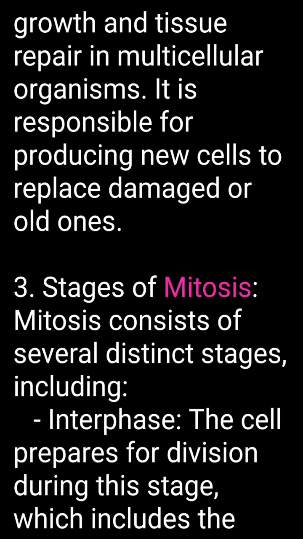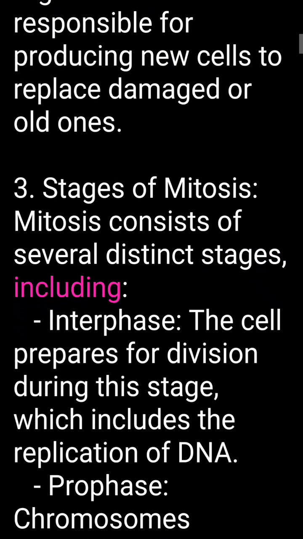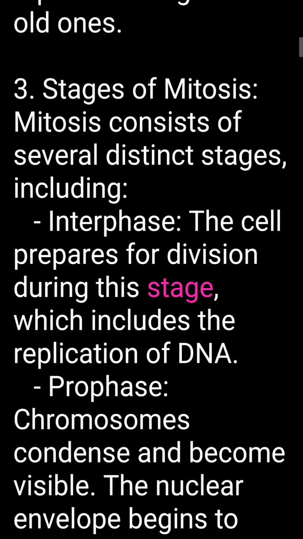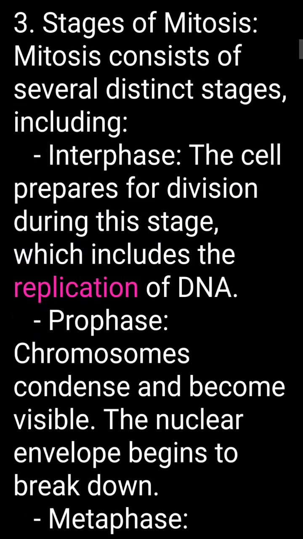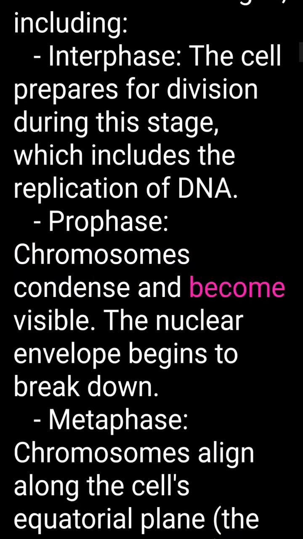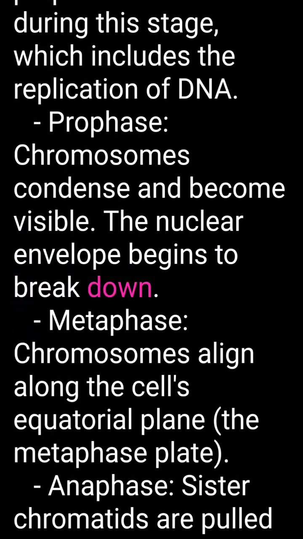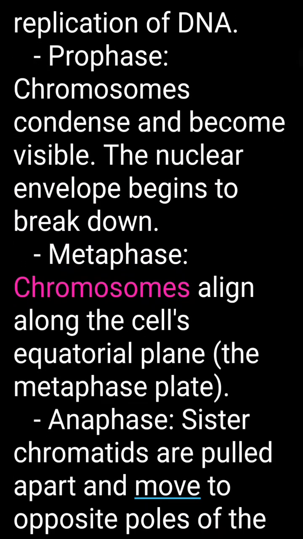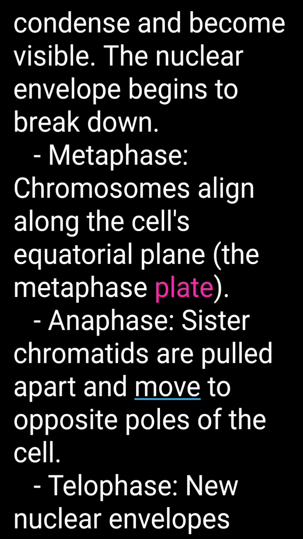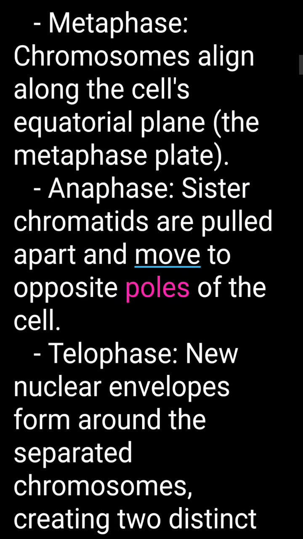3. Stages of mitosis. Mitosis consists of several distinct stages, including interphase. The cell prepares for division during this stage, which includes the replication of DNA. Prophase. Chromosomes condense and become visible. The nuclear envelope begins to break down. Metaphase. Chromosomes align along the cell's equatorial plane, the metaphase plate. Anaphase. Sister chromatids are pulled apart and moved to opposite poles of the cell.